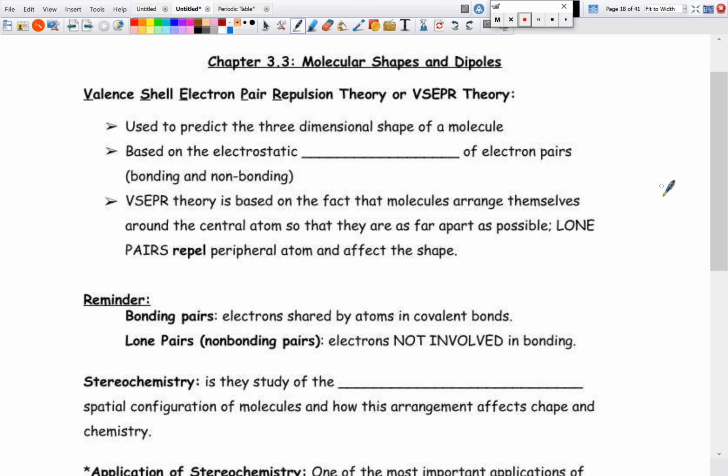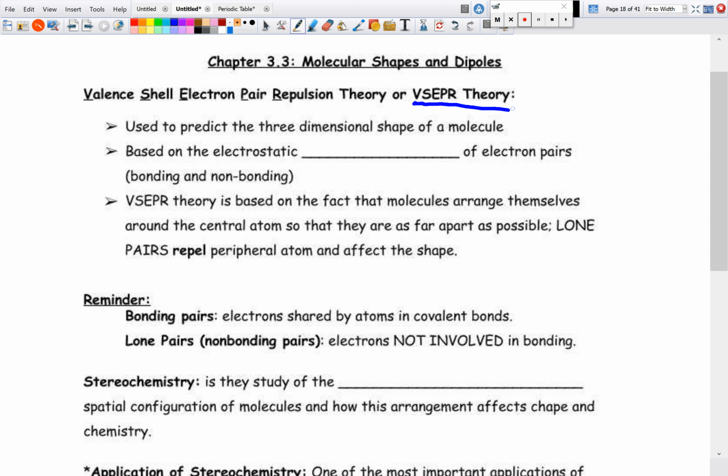Okay, so today we are going to be looking at chapter 3.3, or molecular shapes and dipoles, where we're going to focus on something called the valence shell electron pair repulsion theory. Now, we have V.S.E.P.R underlined because we normally shorthand this to the V.S.E.P.R theory.